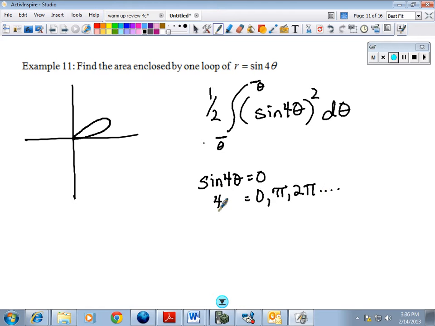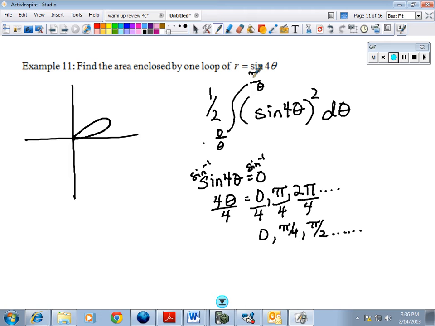So 4 theta, because remember inverse sine says give me an angle, and then I divide by 4. So 0, pi over 4, pi over 2, etc. The first time it's at 0 is 0. The second time it's at 0, it goes out and comes back in, is at pi over 4. And I just stick that straight in my calculator and get an answer.